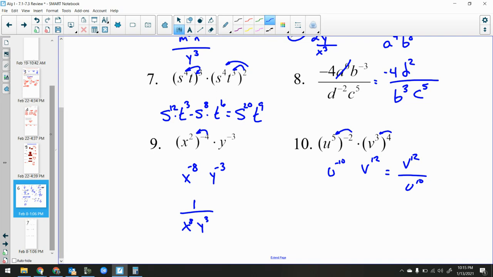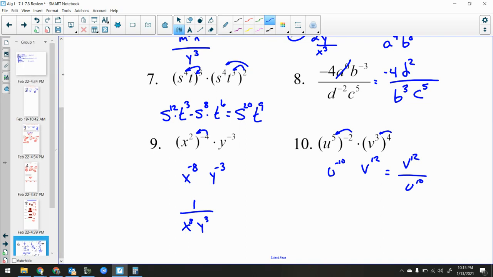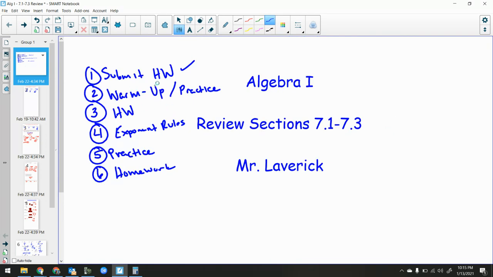All right. So at this point now, hopefully we've got a really good grasp on the exponent rules and how to apply them. We've submitted our homework. We've done the warm-up and practice. We went over our homework. We did the exponent rules. We practiced. And now you have the rest of the time to work on your homework in class.